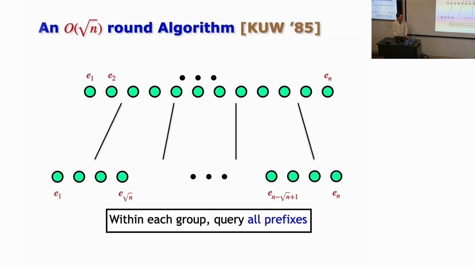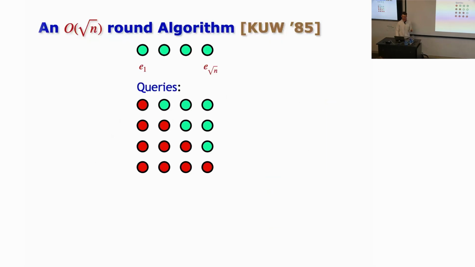And now what does the algorithm do? Within each one of these buckets, each one of these groups, it's going to query all prefixes of elements. So what exactly does this mean? Let's zoom in on one of these buckets and take a look. Here I've just blown up the first bucket, E1 through E square root n.